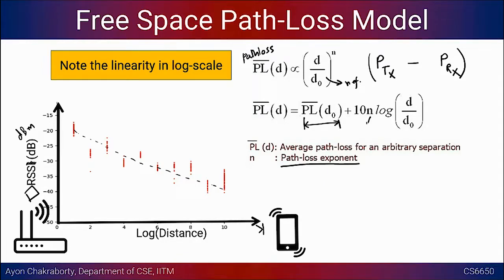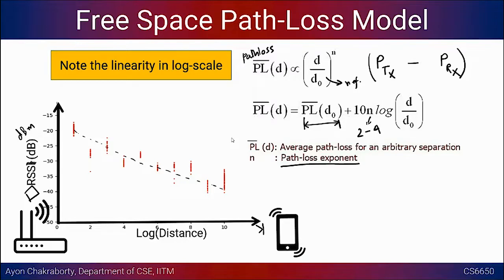It could be typical values like 2 to 3. It will vary between, let's say, 2 to 4. If you have obstacles and a lot of foliage and so on, the path loss will be more. And if you have completely free space, complete line of sight, it is closer to 2. Okay, so 10 n log of d by d naught. Again, d naught is the reference distance. So that is how you can compute the path loss for a given signal, given the distance.